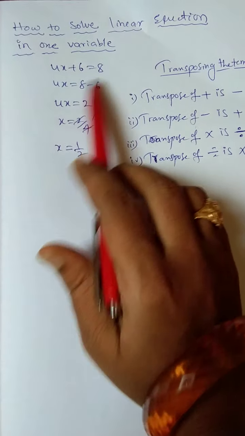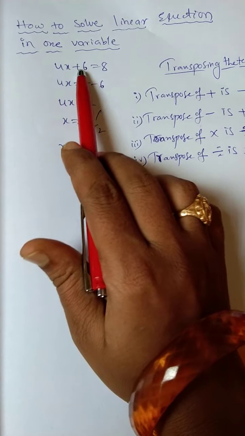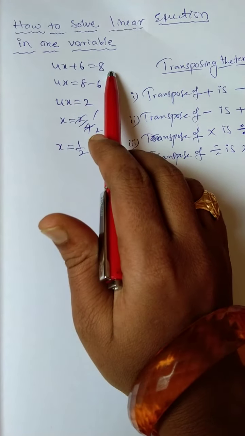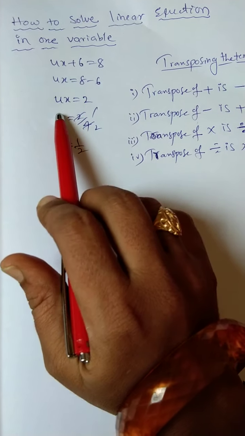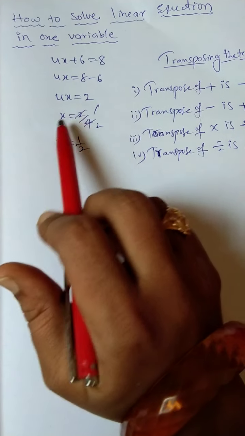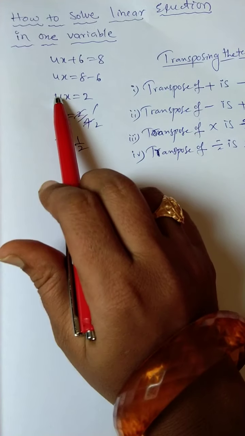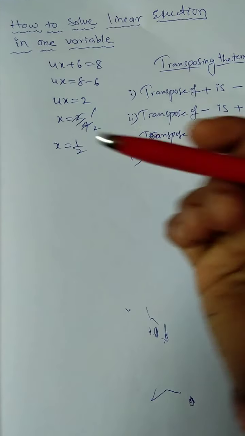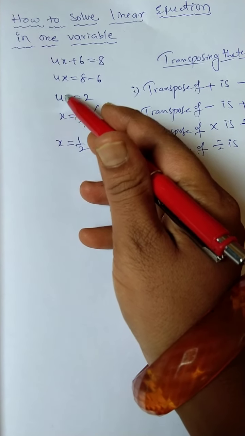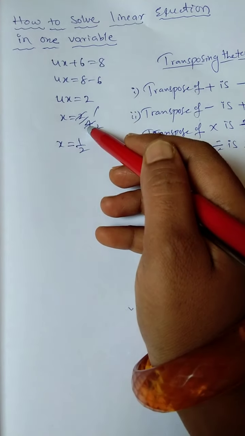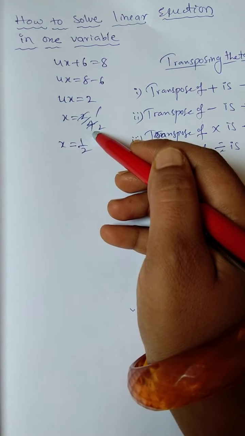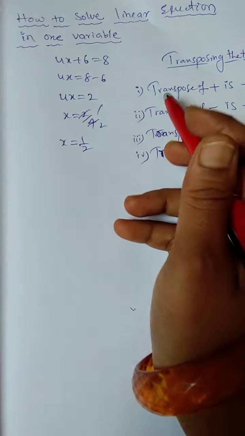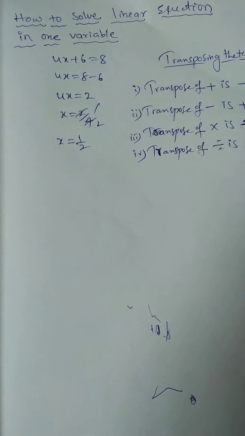Now an example of how to solve. I took one example: 4x plus 6 is equal to 8. 4x is equal to, transpose of plus 6 becomes minus 6. 4x is equal to 8 minus 6, 2. So x is equal to 2 by 4, because between 4 and x you have multiplication, and the transpose of multiplication gives division. Now do the cancellation: 2 ones are 2, 2 twos are 4, so x is equal to 1. Like this you can solve the linear equation.